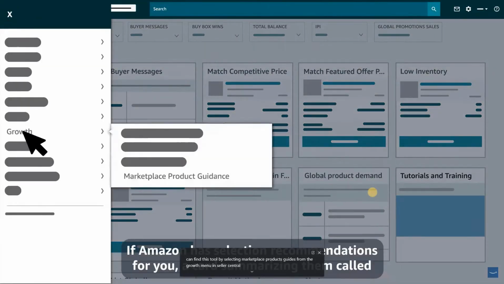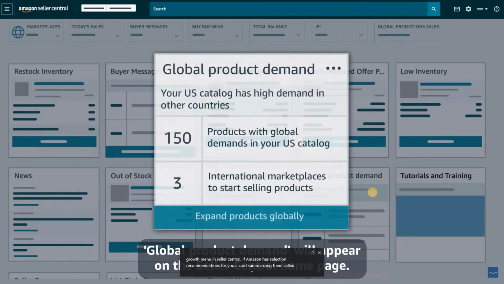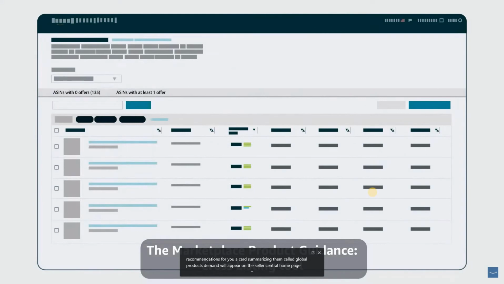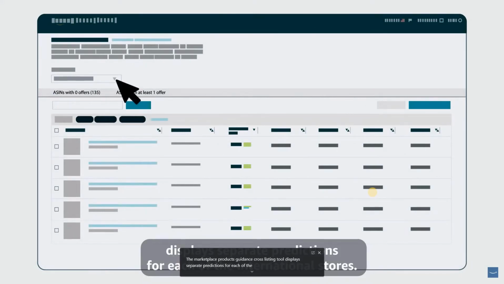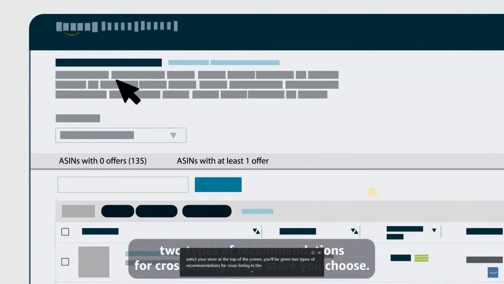If Amazon has selection recommendations for you, a card summarizing them called Global Product Demand will appear on the Seller Central homepage. Clicking this card will take you to the Marketplace Product Guidance Cross-Listing tool. The Marketplace Product Guidance Cross-Listing tool displays separate predictions for each of the international stores. When you select your store at the top of the screen, you'll be given two types of recommendations for cross-listing in the store you choose.